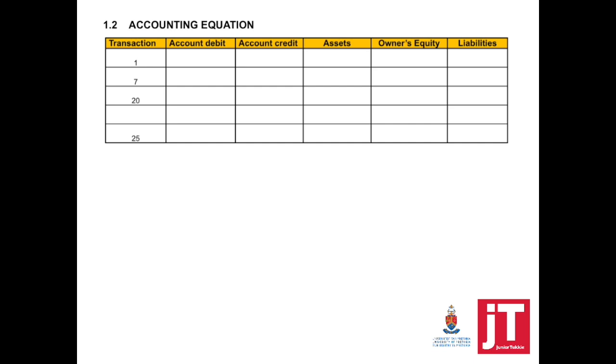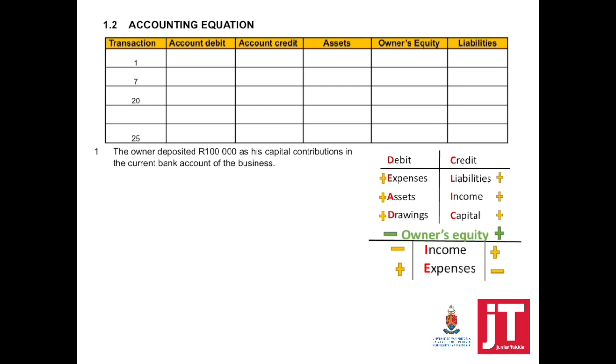The next part of this question is completing the accounting equation. So you can use the same transactions and then complete it in a different format, practicing either the journal or the accounting equation. So if we look at the first transaction, the owner deposited 100,000 as his capital contribution into the current bank account of the business. If we're looking at this, now I'm not going to do the T accounts. I'm going to show you another way to complete this. We can use this as a tool.